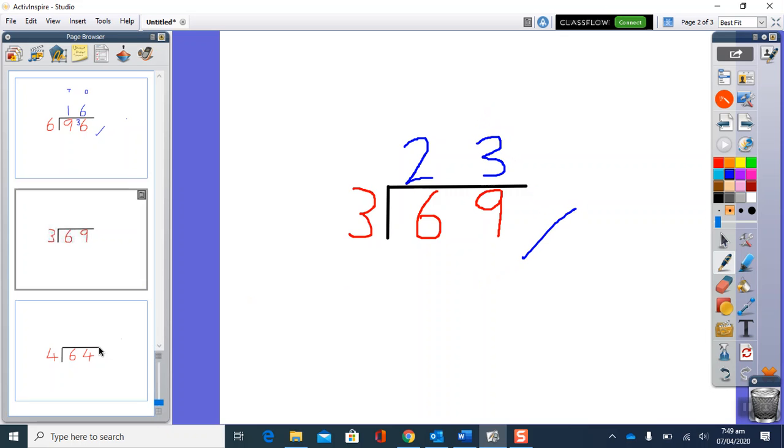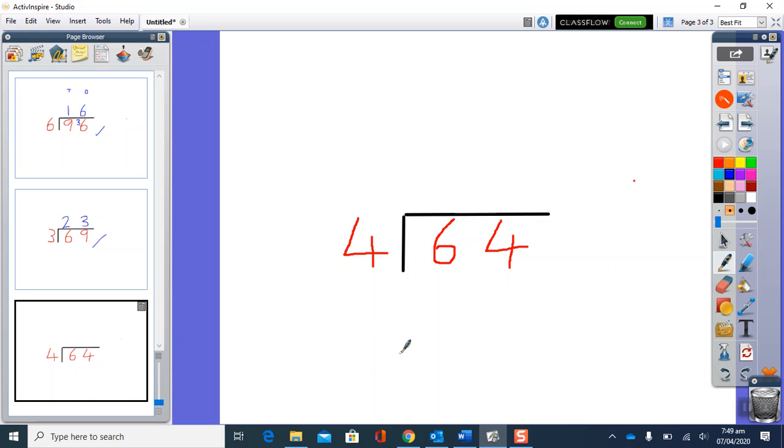Easy peasy. I'll do one more just to show you how it goes. 4's into 64. So now I'm going to find out how many 4's go into my 6 here. And remember, that's your 10 column, and this is your 1 column. So 4's into 6. It's not going to go equally, so I'll know that there's a remainder coming. 4 goes into 6 once, and it's got 2 left over.